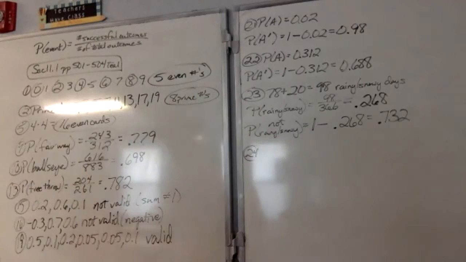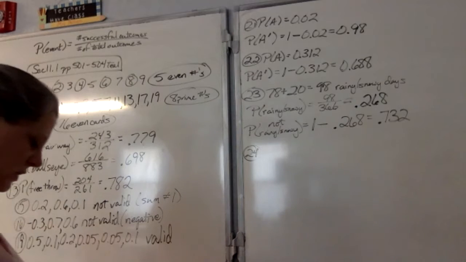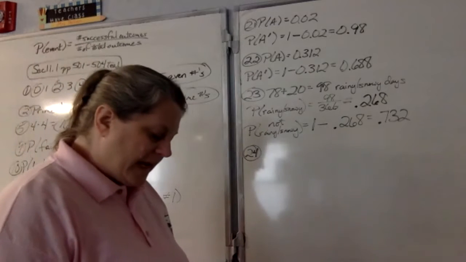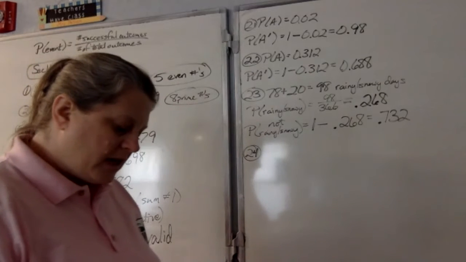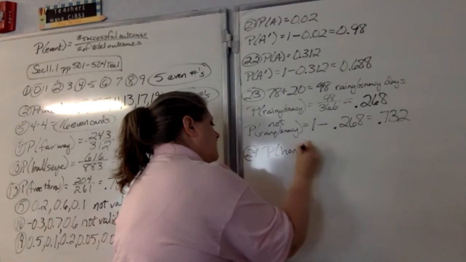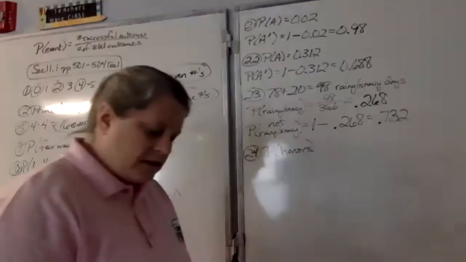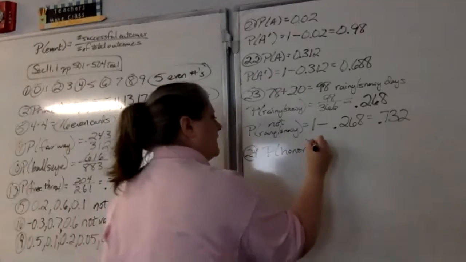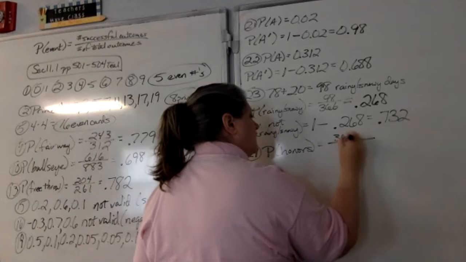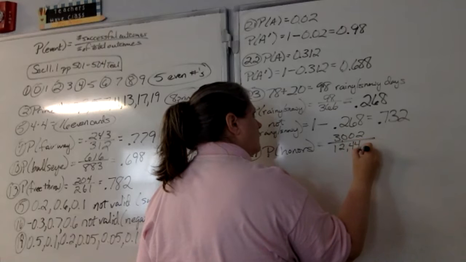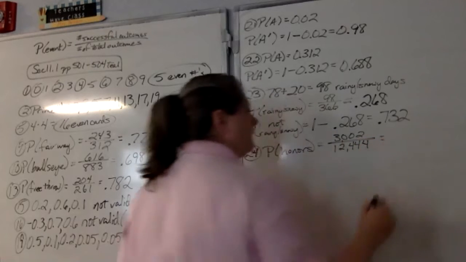Okay, on number 24, it says, in the history of a given school, 3,002 out of the 12,444 graduates graduated with honors. If the event is the probability that a student would graduate with honors, what is the complement? Okay, so graduating with honors is how many kids? 3,002 out of 12,444. Yeah. Is that right?